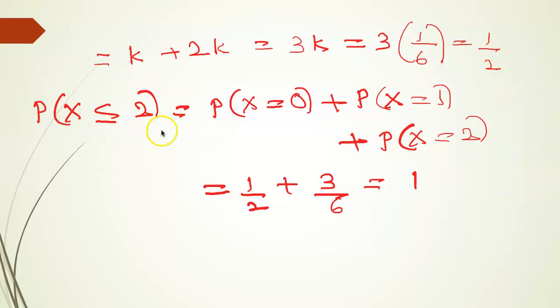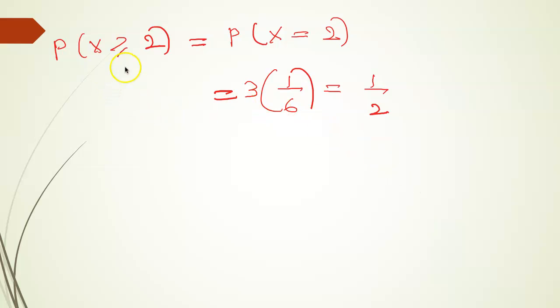Probability that x is less than or equal to 2 means x can be 0, 1 or 2. So the probability that x equals 0 or 1 is half, and the probability that x equals 2 is 3 by 6, so when you add both you get 1. And the probability that x is greater than or equal to 2 is just the probability that x equals 2, because you don't have any probability greater than 2. And that is 3k. Substituting k as 1 by 6, we get the answer as half.